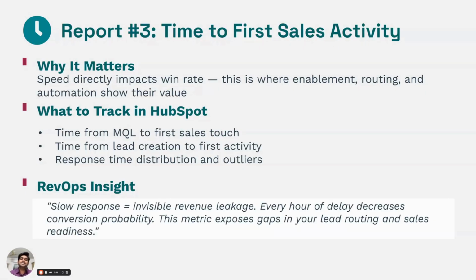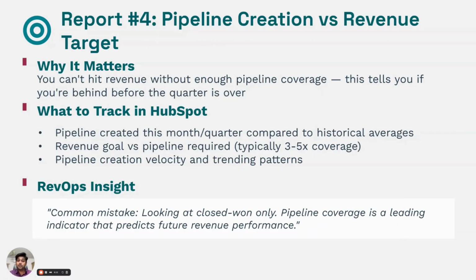This is the RevOps insight, and this one stings. Slow response equals invisible revenue leakage. Every hour of delay decreases your conversion probability. Think about it. If someone fills out a form at 2 p.m. and you don't call them until the next day, they've already talked to two of your competitors. This metric exposes the gap in your lead routing and your sales readiness. Fix this and you'll see immediate results. I promise. Report number 4, pipeline creation versus the revenue target.